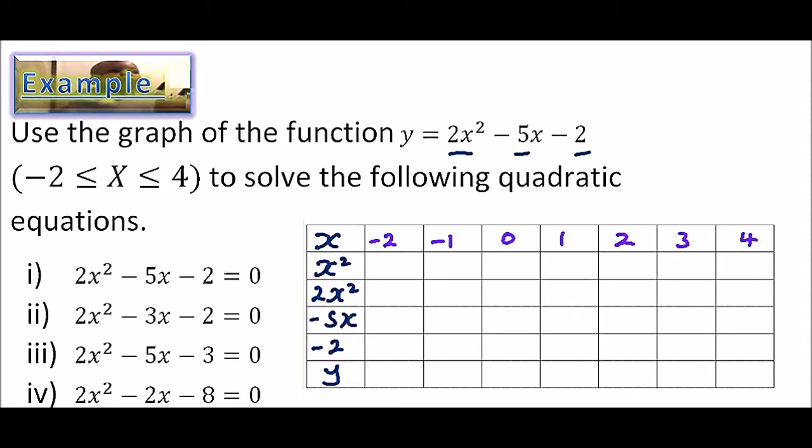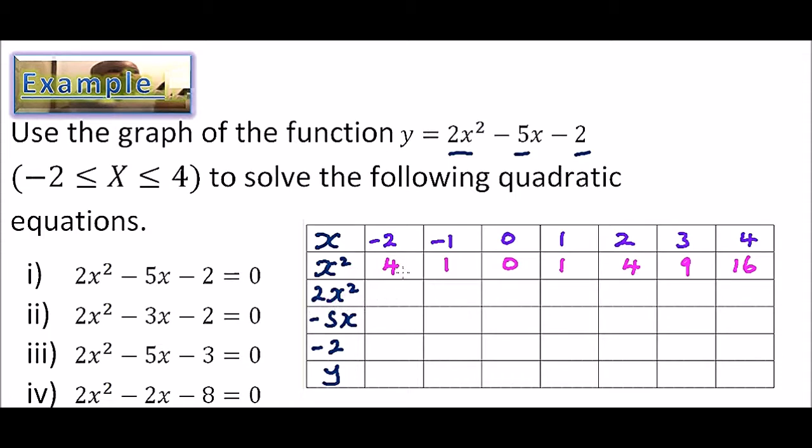Then we fill the table. For x squared, minus 2 squared is positive 4. Minus 1 squared is positive 1. 0 squared is 0. 1 squared is 1. 2 squared is 4. 3 squared is 9. 4 squared is 16.